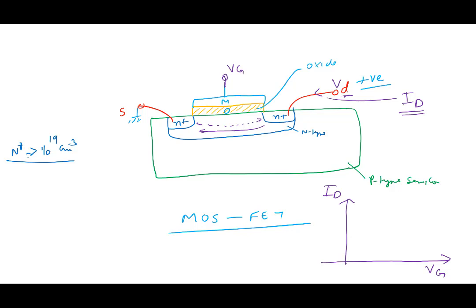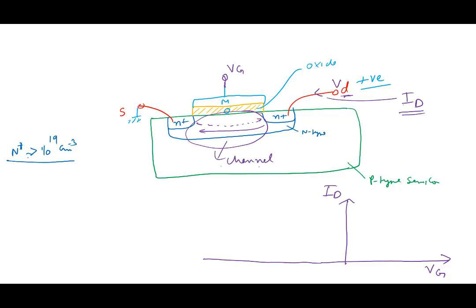ID versus gate voltage. I'm going to plot it like this here, on this side. When I apply no gate voltage, zero gate voltage applied, this whole region between the source and the drain, I can call it the channel. There's a channel in between, full of electrons. It's an N-type semiconductor full of electrons. The current is flowing.